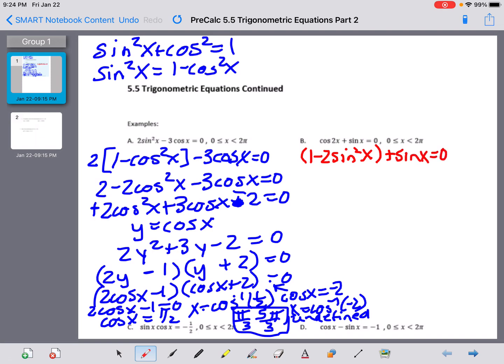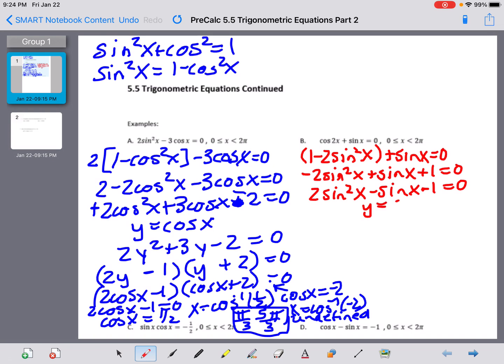Just like on the last problem, I'm going to write these in order from highest to lowest power. So that means my negative 2 sine squared x comes first. That in parentheses really just shows that I plugged it in. It really has no meaning right now. Plus sine x plus 1 equals 0. I don't like a negative on my first term, so I'm just going to change all my signs.